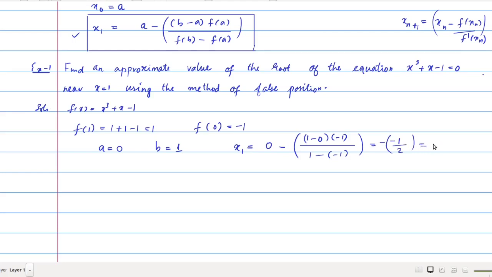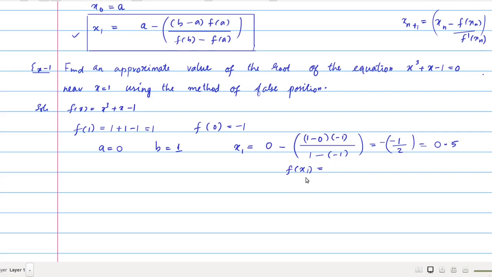So this is in fact 1 by 2, that is 0.5. Immediately after finding this x1, you evaluate f of x1. Only then can we set the values of a and b in the next iteration. So what is x1?